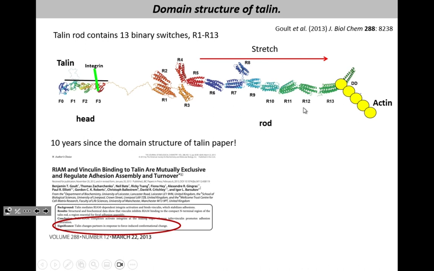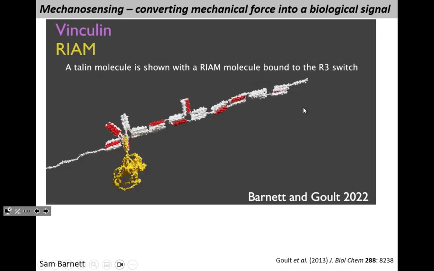But something which we determined, and what that paper indicated in the significance statement, was that we found that Talin changes partners in response to force-induced conformational change. So that is complex to show. So one of the things we've done in the last year is we've made videos to show this.